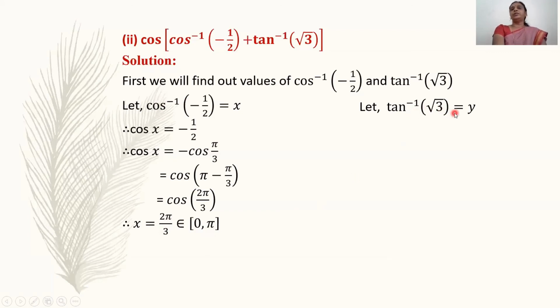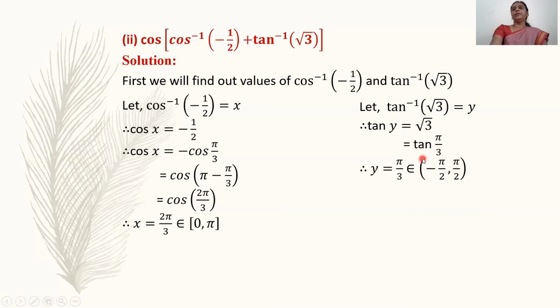Let tan inverse root 3 be equal to y. Then take tan to the right hand side: tan y is equal to root 3. And we know that the value of tan is root 3 at the angle pi by 3. Therefore, write root 3 as tan pi by 3, and if I compare these two, y is equal to pi by 3.